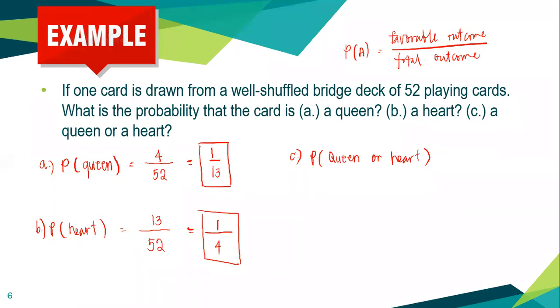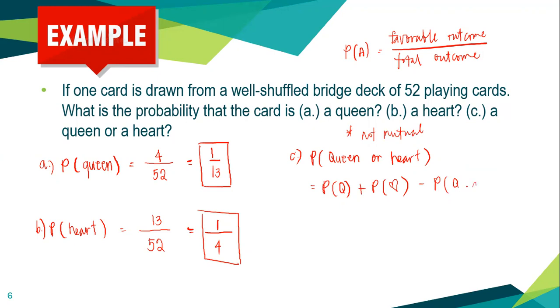That is not mutual. So kung not mutual siya, note ko na lang dito sa taas, we have not mutual. So kung not mutual siya, ang gagamitin nating formula is yung probability of getting a queen. Initial na lang ilagay ko ha. Plus probability of heart minus probability of getting queen and heart. Tama ba?